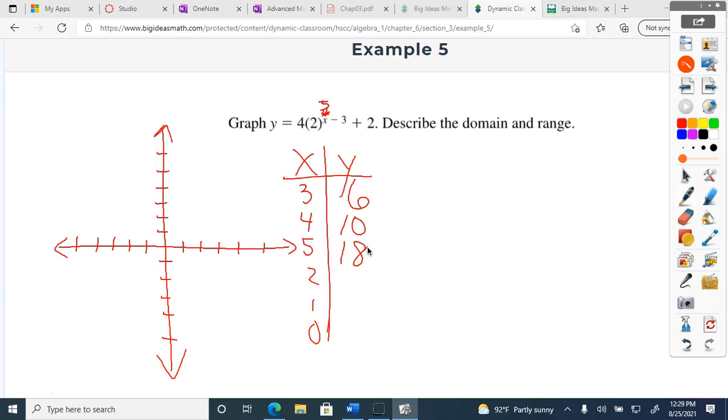What if I plug in 2? 4. All right, I'm going to trust you. And what about 1? 3. And what about 0? 2.5. Not a good one.